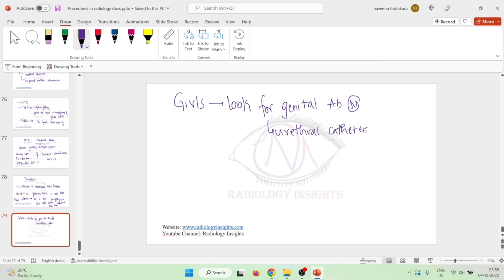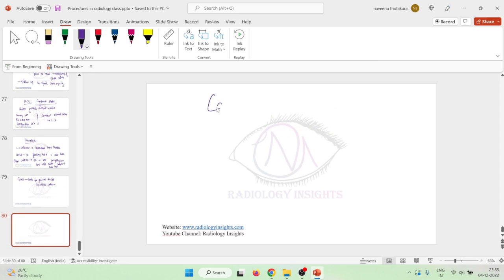The urethral catheter is inserted. When the catheter enters the bladder, you will see urine flowing through it. This confirms that the catheter is in the bladder. If the catheter is not in the bladder, urine generally cannot flow through it. So whenever urine flows through the catheter, you can confirm that it has entered the bladder.